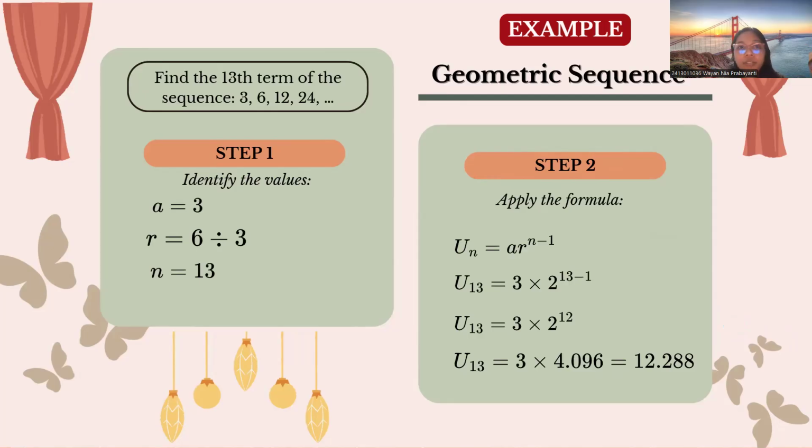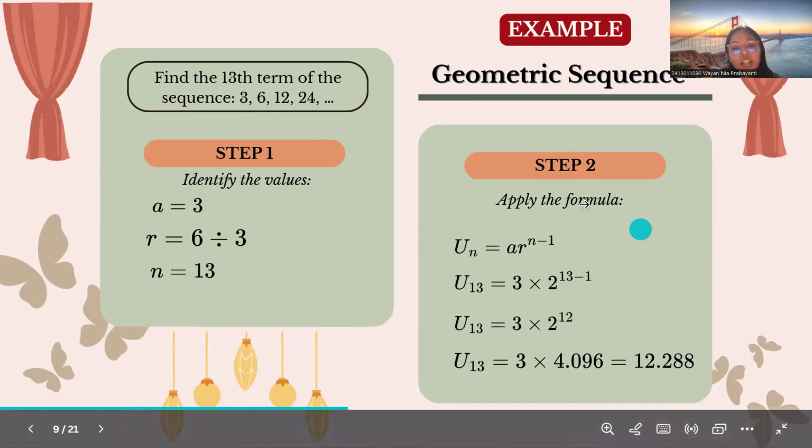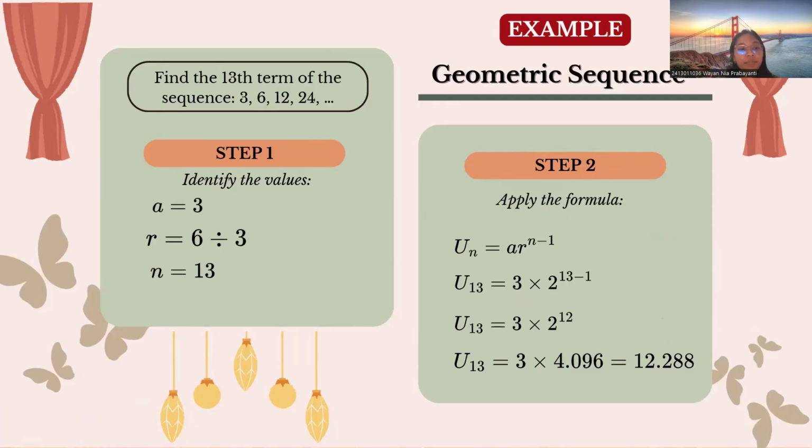So to answer this question, we need to identify the values. In this sequence, a equals 3, r, or the ratio, equals 6 divided by 3, which equals 2, and n equals 13. So we can apply the formula and do the operation like this. So in the end, we got the 13th term is 12,288. Okay, so that's all about sequence.